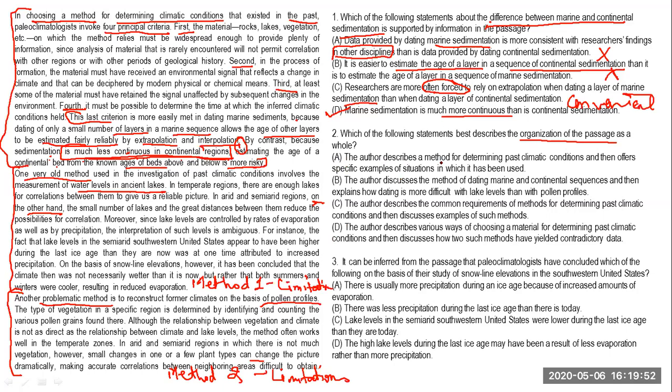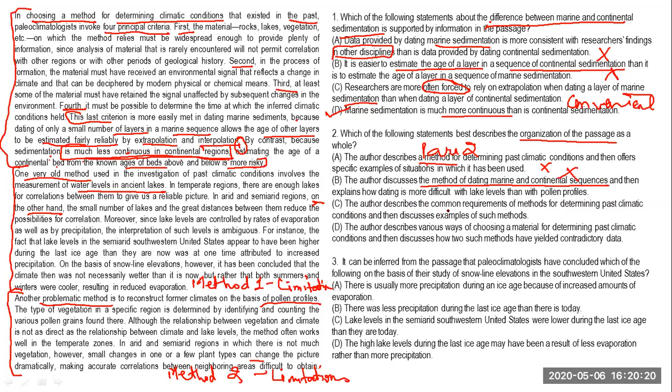So A says the author describes a method. No, he describes a method in the second paragraph, not in the first paragraph. So the structure of this passage does not align with A. We should first talk about the 4 principal criteria, after that the method. B says the author discusses the method of dating marine and continental sequences. Again, he does not discuss any method.